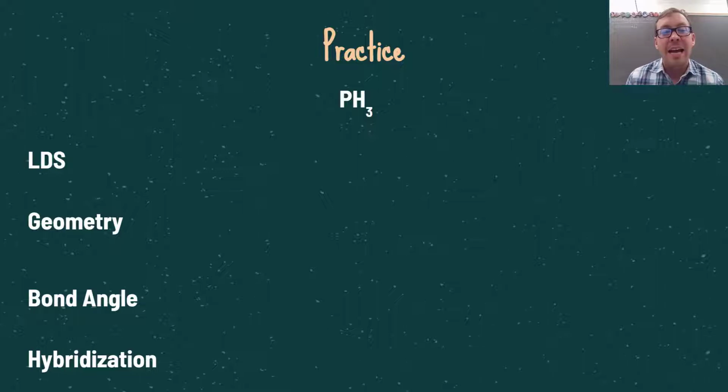So the last thing we're going to look at is an example problem where I'm going to ask you about the Lewis dot structure, the geometry, bond angle, as well as the hybridization.